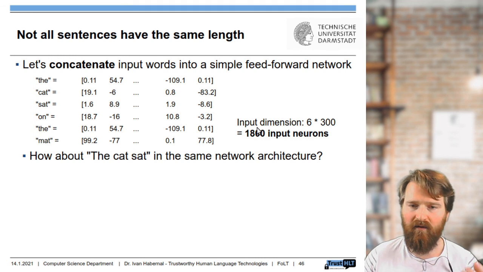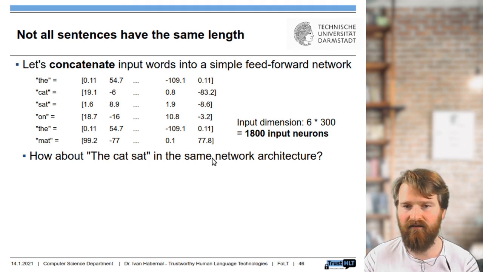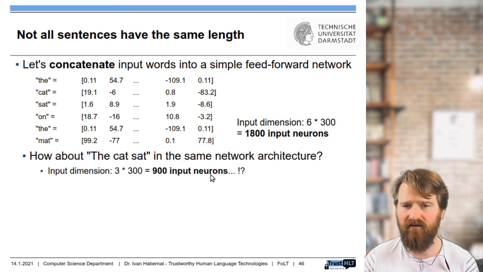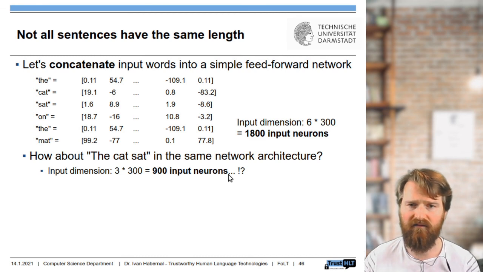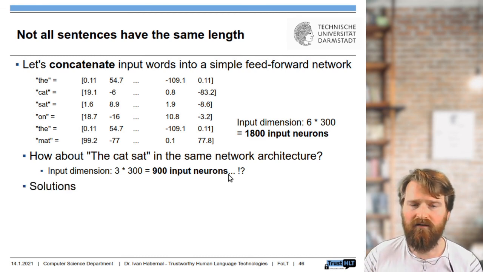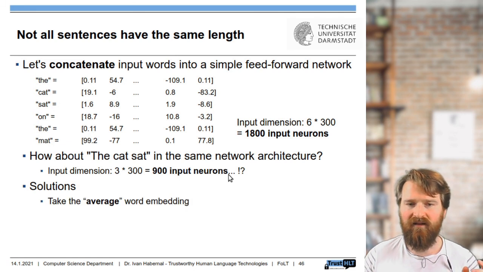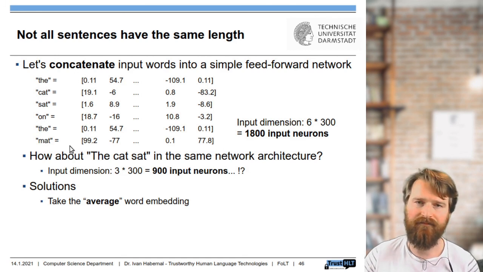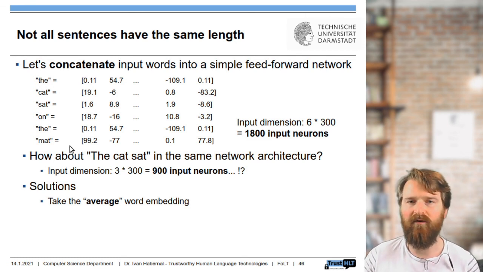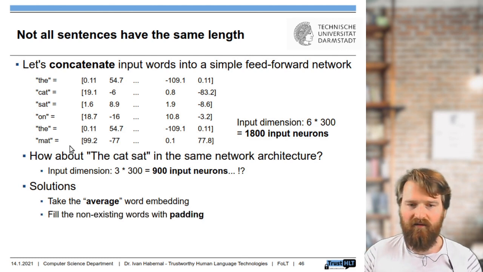But then, how about "the cat sat" in the same network architecture? If we have 1800 input neurons and we want to classify 3 words, we would have only 900 input neurons. So how can we fit it in? They have different dimensions and it won't work. So, different solutions. We can just take the average of the word embeddings. So basically we take "the cat sat on the mat", sum all these words up and compute the average. It works quite well in many cases, and I guess it's something you need for your exercise. So, taking the average.